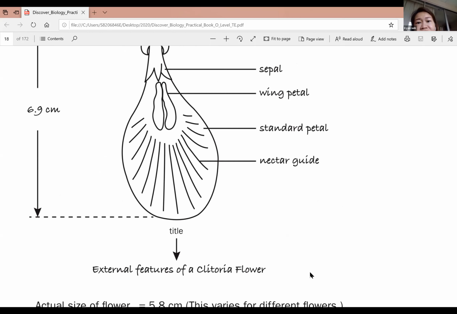Just draw what you are given. A cucumber, a chili, a tomato. Just draw.